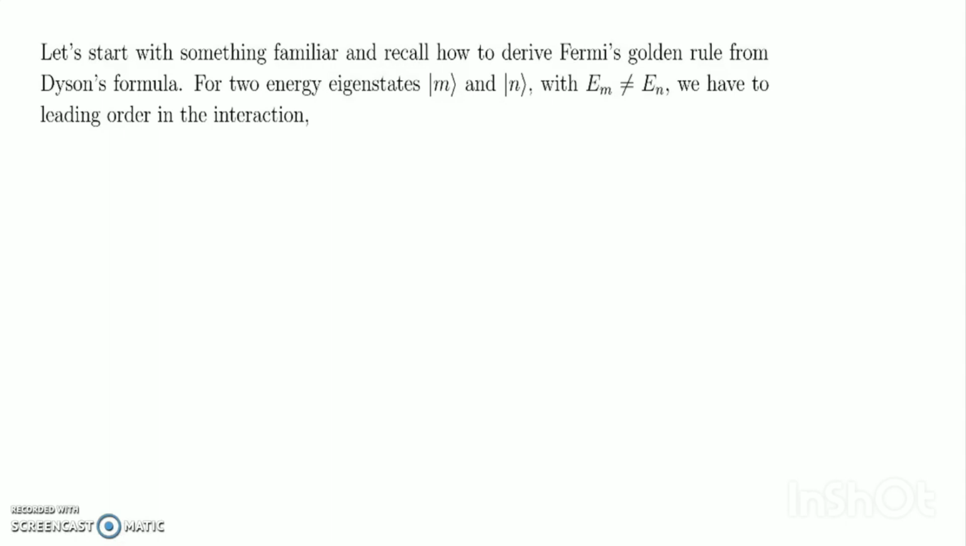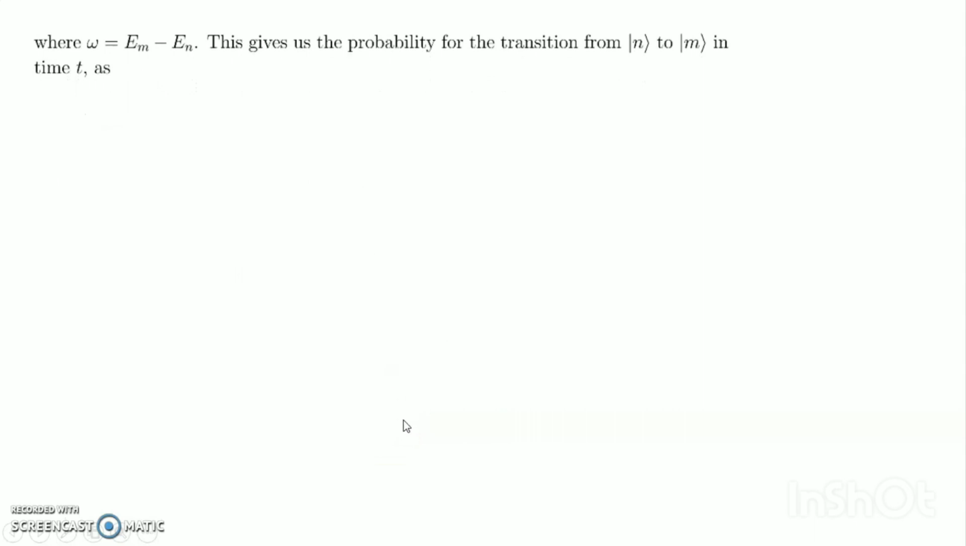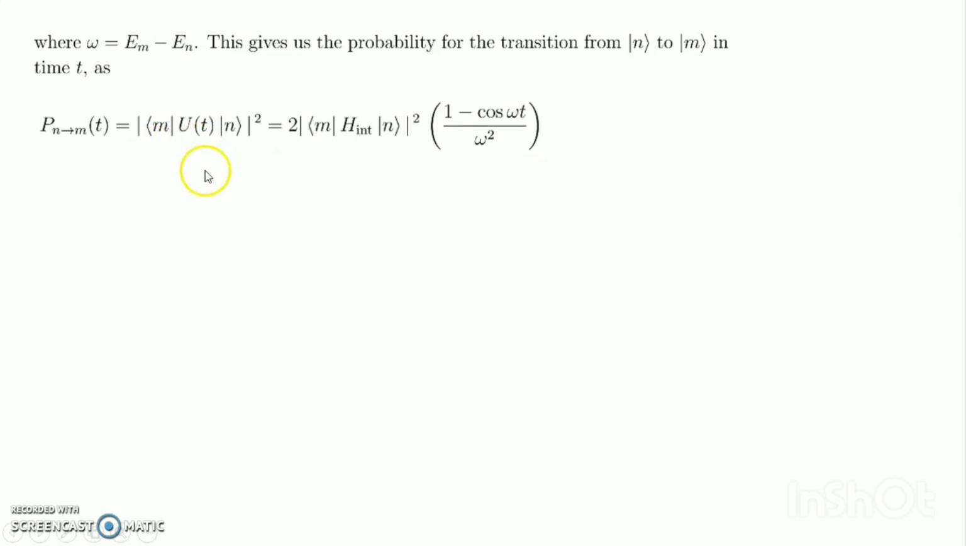Fermi's golden rule. Let's start with something familiar and recall how to derive Fermi's golden rule from Dyson's formula. For two energy eigenstates |m⟩ and |n⟩, with E_m not equal to E_n, we have, to leading order in the interaction, this expectation value, and we get -i⟨m|H_int|n⟩ times the integral from 0 to t of dt' e^{iωt'}, and after simplifying we get this value, where ω = E_m - E_n. This gives us the probability for the transition from eigenstate |n⟩ to |m⟩ in time t.